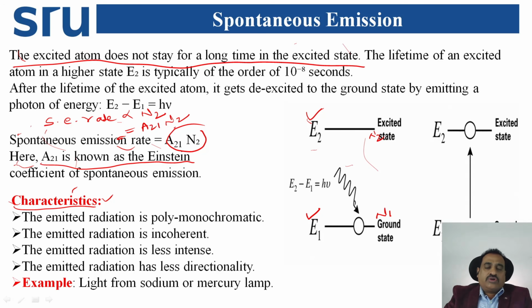Examples include radiation from conventional sources such as sodium and mercury lamps. So what I'm saying here, the first characteristic is that the emitted radiation is polychromatic. The spontaneous emission is incoherent light. It has less intensity, less directionality. For example, light from a sodium or mercury lamp. So this is the spontaneous emission of radiation.